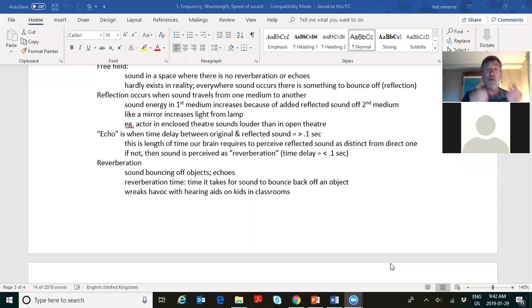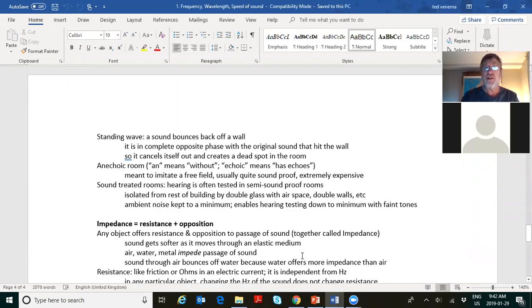So now we'll share screen once again and look at our notes and continue down the next page. And look at what I said on the last page here. Reverberation can wreak havoc with hearing aids on kids in classrooms. Now you get something else on page 4, the last page of our notes for Unit 1: standing wave.